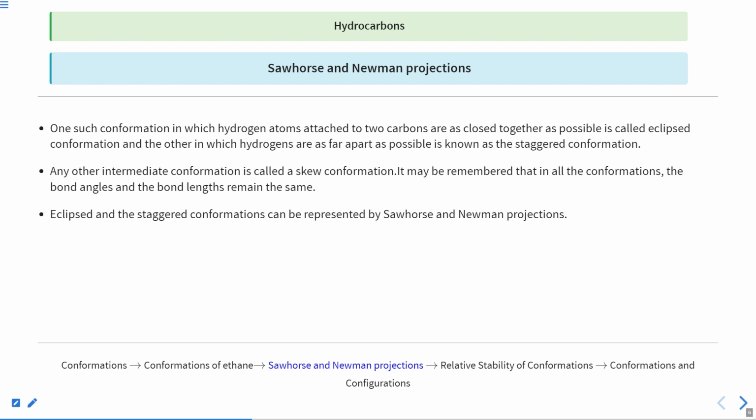Now, eclipsed and staggered conformations can be represented by Sawhorse and Newman projections. So here come the projections that will help you to easily make a difference between the eclipsed and staggered conformations. Those are the Sawhorse and Newman projections. So let us see the Sawhorse and Newman projections now.